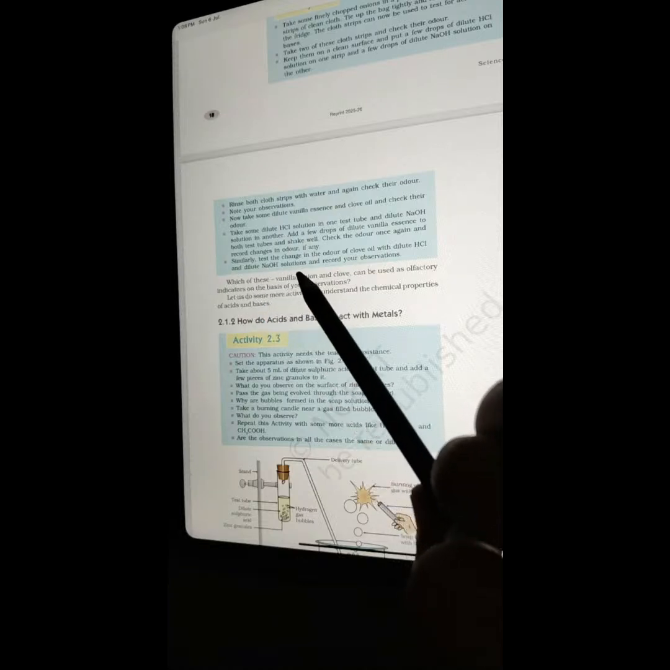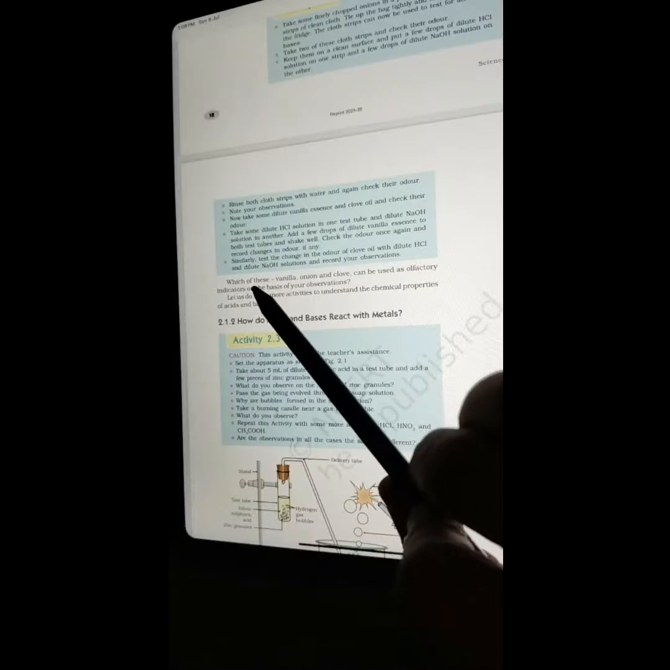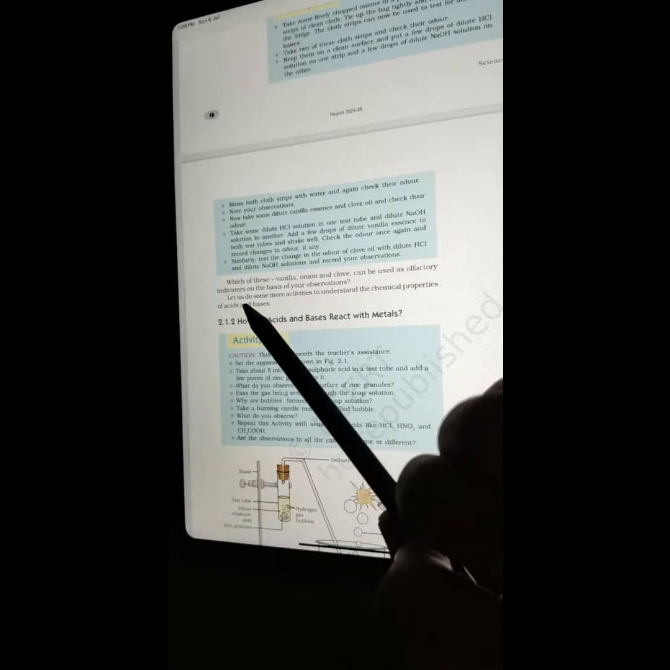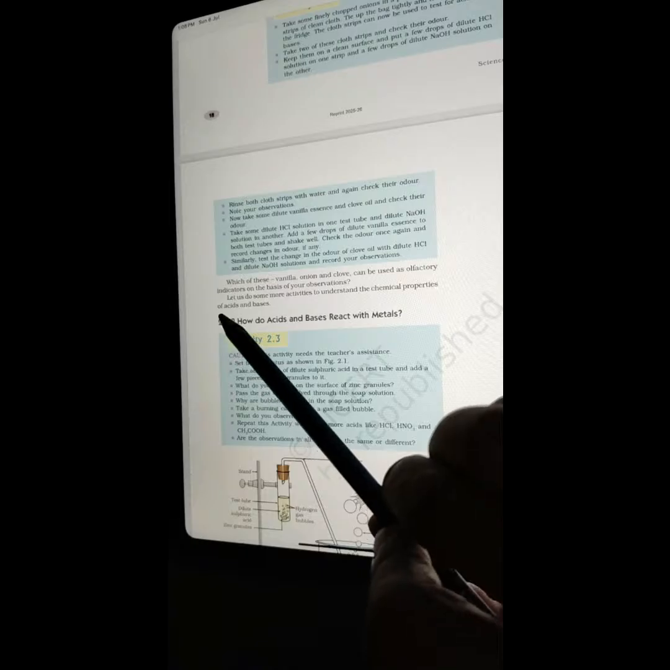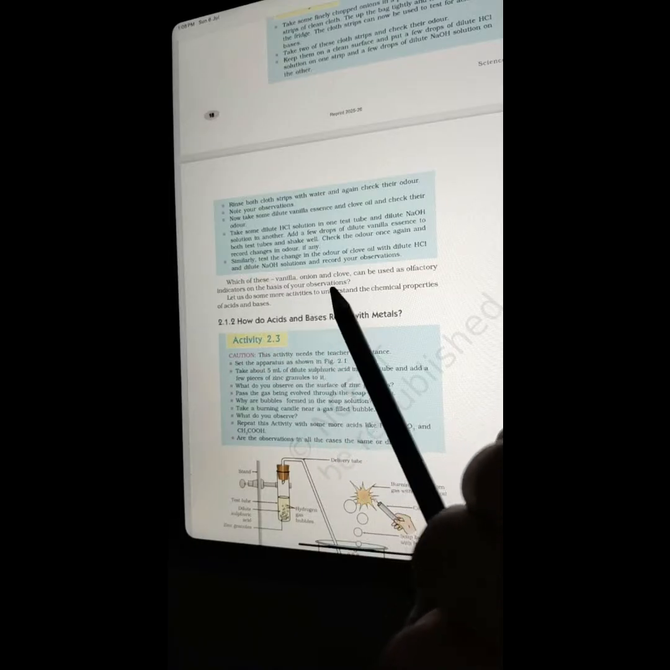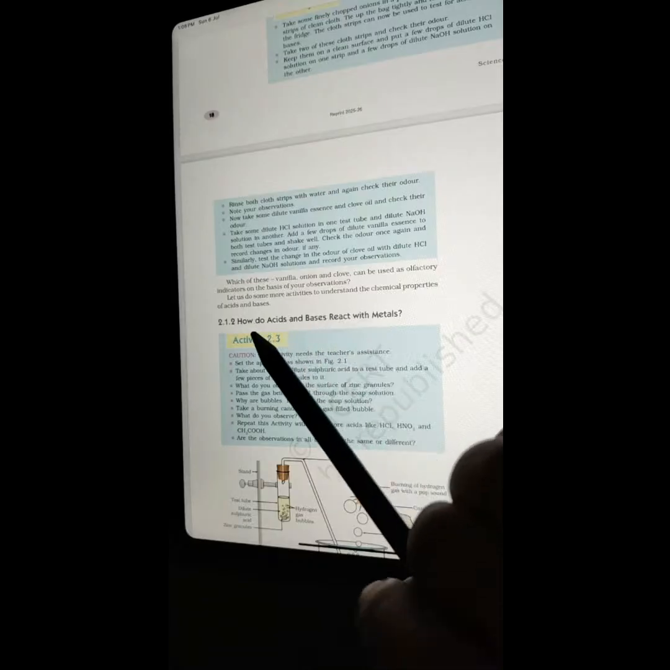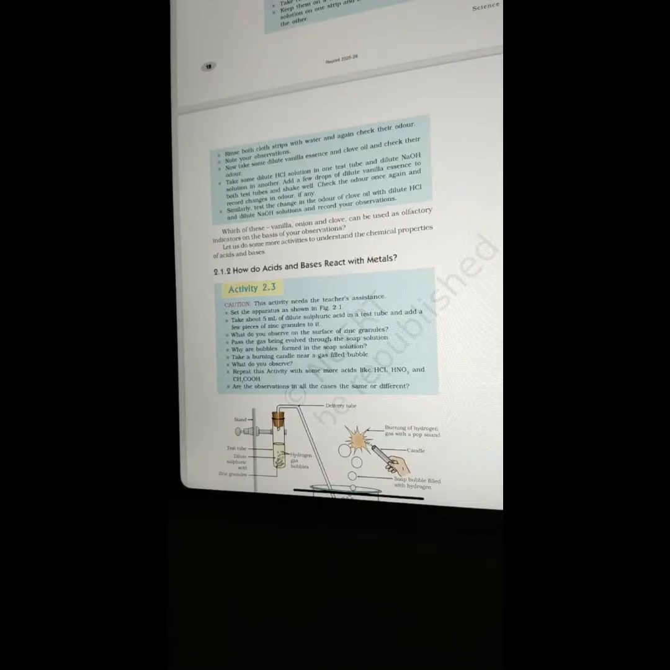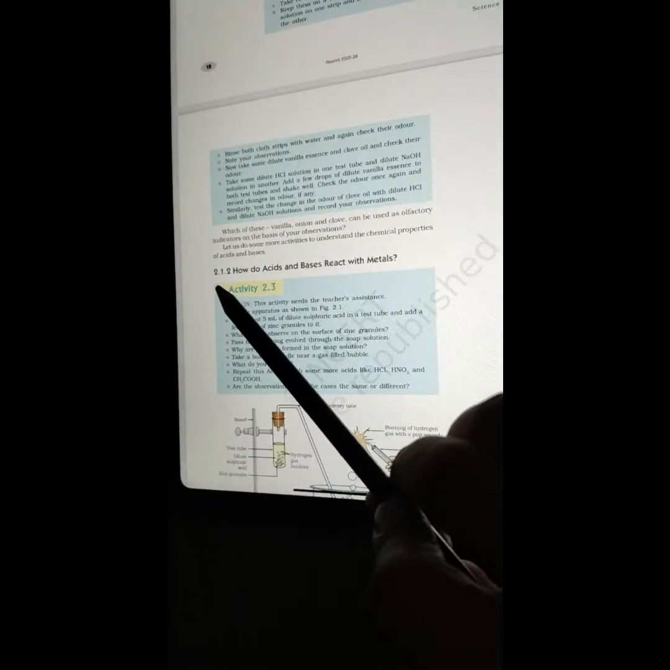Similarly, test the change in the odor of clove oil with dilute HCl and dilute NaOH solutions and record your observations. Which of these, vanilla, onion, and clove, can be used as olfactory indicators on the basis of your observations? Let us do some more activities to understand the chemical properties of acids and bases. So we are on this topic now.